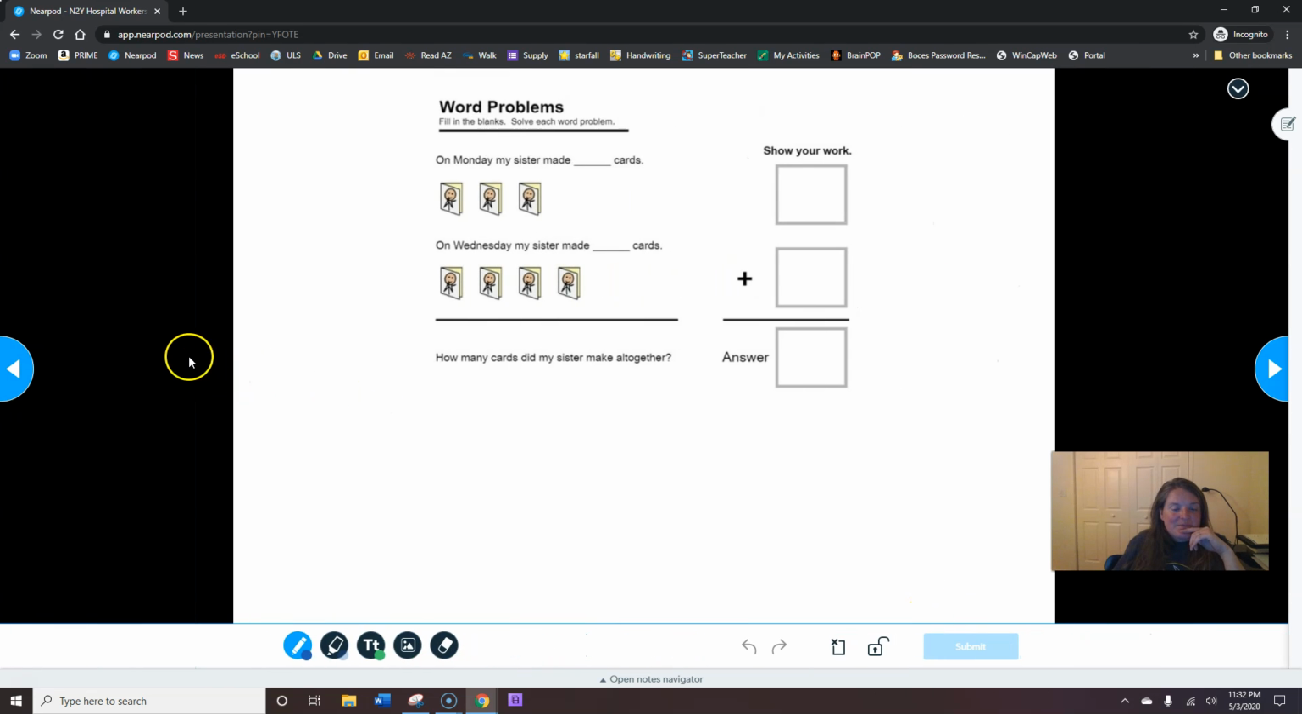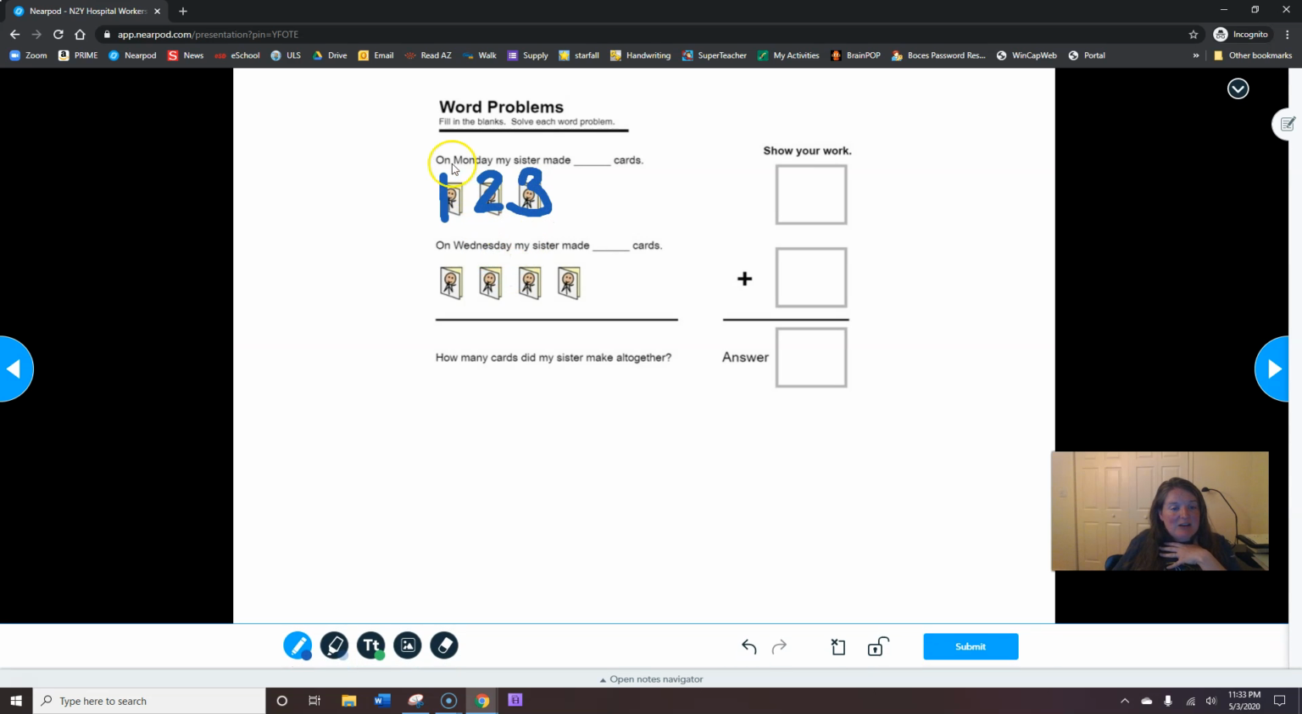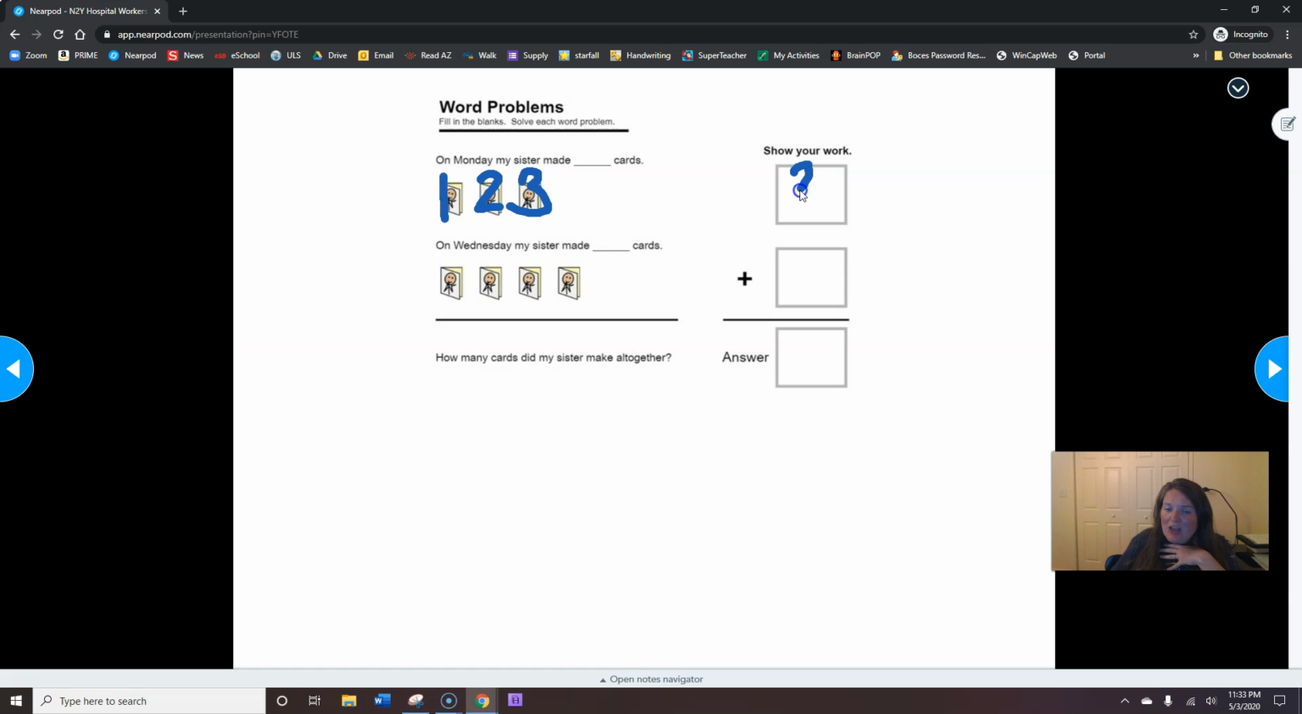Okay. Now we're up to our word problems. We have 1 addition and 1 subtraction problem, and then you're all done with math. It says fill in the blanks to solve each word problem. On Monday, my sister made blank cards, so we need to count them. I'll label them 1, 2, 3. Now I want you to count them with me. Ready? 1, 2, 3. How many cards did she make on Monday?